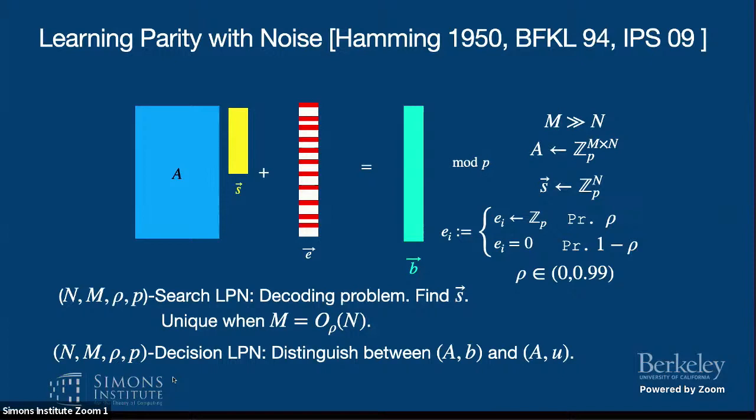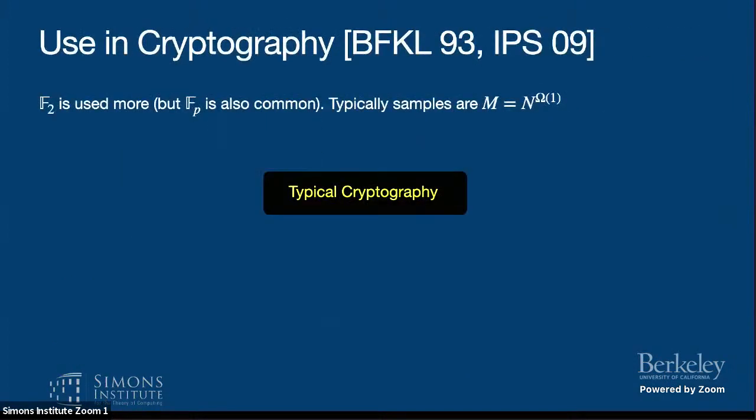In cryptography, we use a weaker variant of this problem, known as decision LPN. Here you want to distinguish (A, B) from (A, uniform). Instead of B generated this way, I give you a uniform. So what are the settings used in cryptography? Typically field F2, the sample complexity is polynomial, although sub-exponential complexity is also used in some of the constructions.